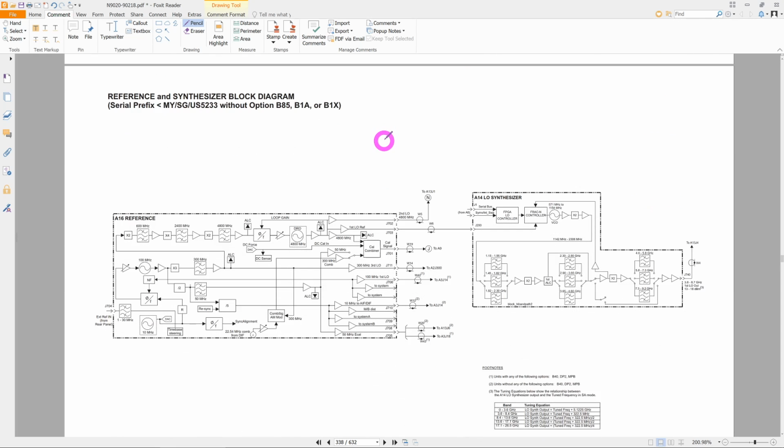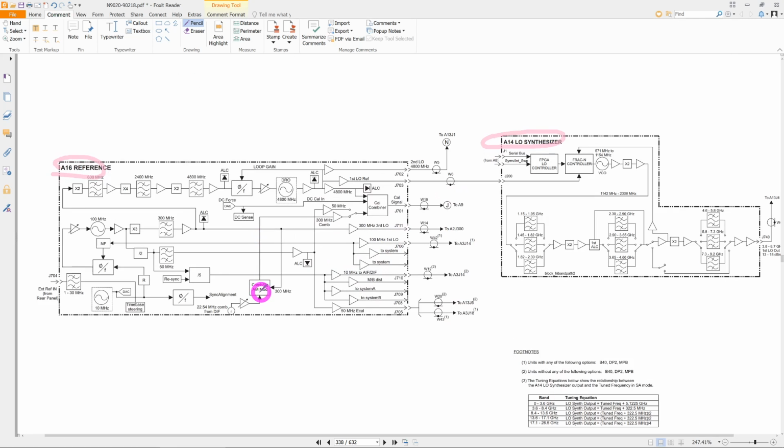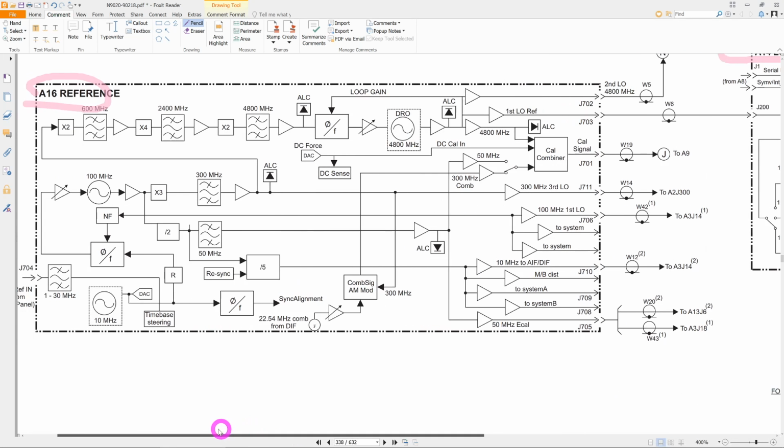This is our LO section. You can see there are two main boards involved. There is a board called the A16 reference and a board called the A14 LO Synthesizer. Either of these two boards could yield the result that we are seeing, basically an LO unlock condition. We just don't know which one it is. And these boards are quite different from each other and perform different functions. So let's go ahead and zoom in on one of these. Probably the first one is a good one to start with, and we can take a look and see what's going on.